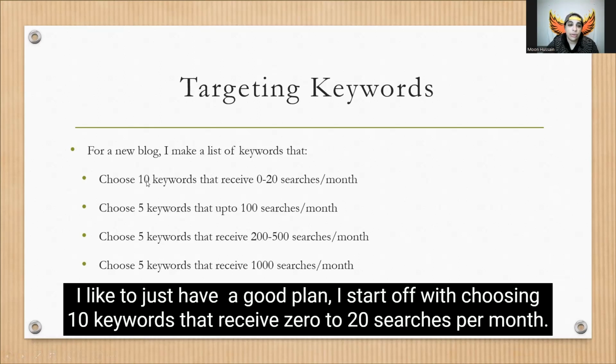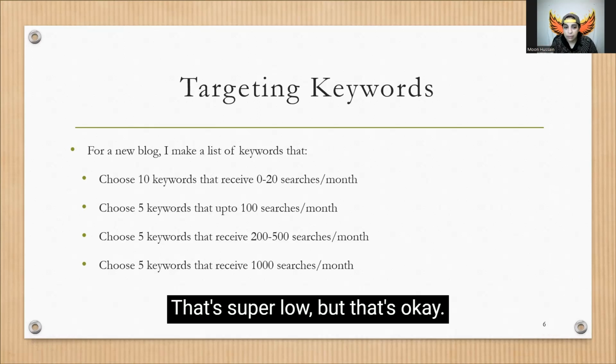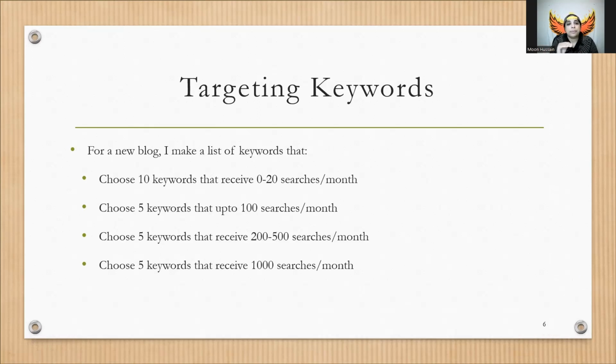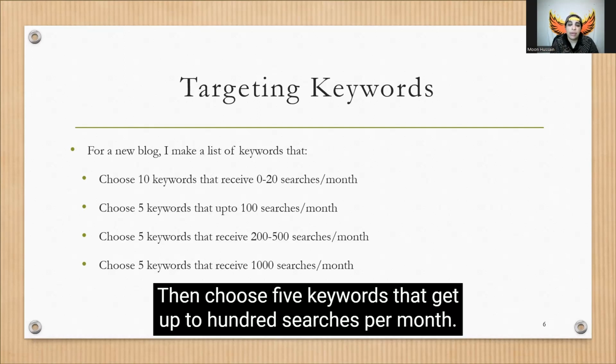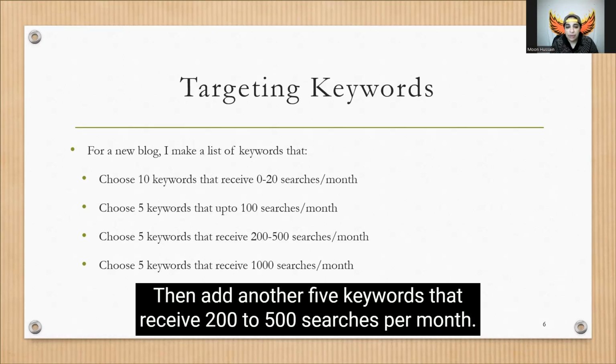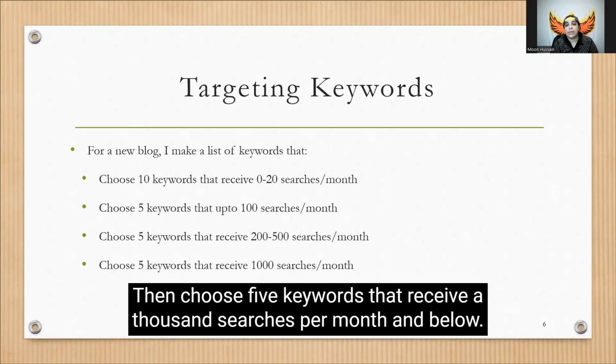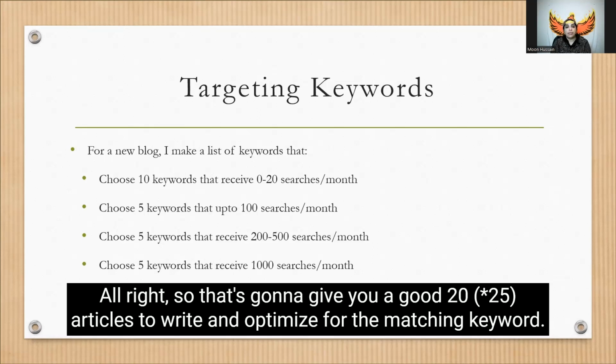I start off with choosing 10 keywords that receive 0 to 20 searches per month. That's super low, but that's okay. We're not worried about that. Then choose 5 keywords that get up to 100 searches per month. Then add another 5 keywords that receive 200 to 500 searches per month. Then choose 5 keywords that receive 1,000 searches per month and below. That's going to give you a good 20 articles to write and optimize for the matching keyword.